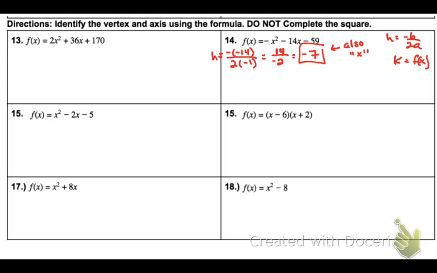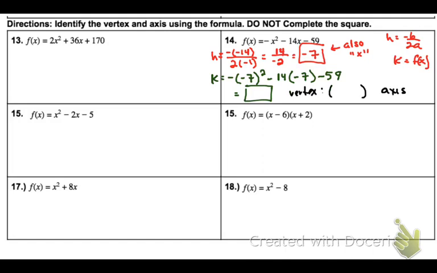So now I'm going to go ahead and do the same thing, but this time you guys will finish that one. I'm just going to help you. So now for k, you're going to substitute it. Remember there's a negative there, and you're substituting a -7 squared minus 14, substituting a -7 minus 59. And then you guys will find your final answer. Don't forget to give me your vertex. Don't forget to give me the axis. Okay? And then that will be your final answer.